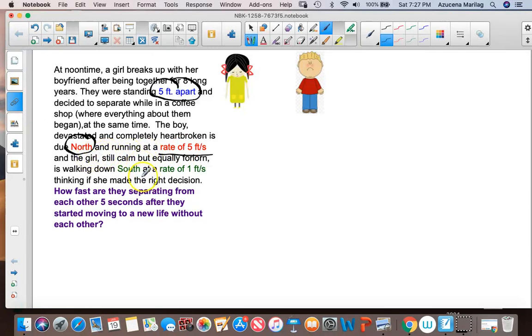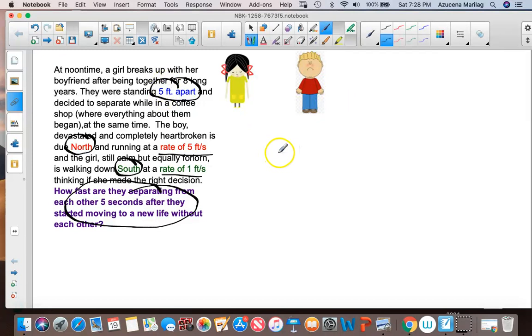The girl is going down south, and she's just walking, so hurt, so forlorn, but still calm. And her rate is 1 foot per second. The question is, how fast are they separating from each other 5 seconds after they started moving to a new life without each other? Pretty dramatic. That's life. Sad sometimes, but we have to move on. So let's see how this can be solved.